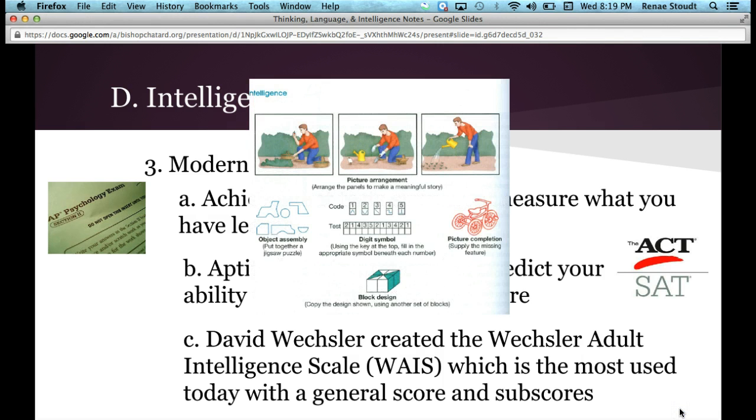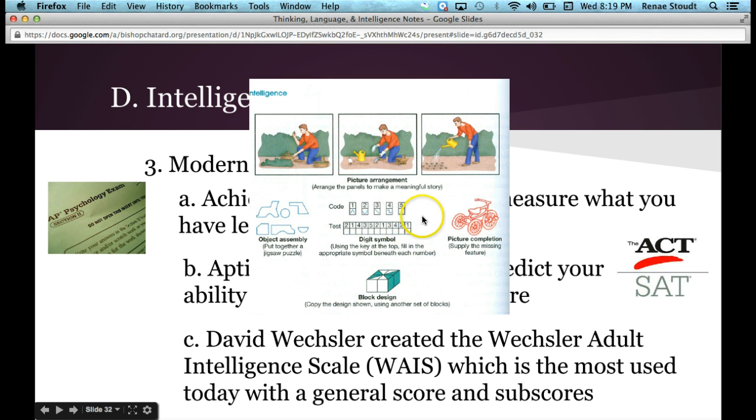I do have a picture illustrating some of the examples from the test. The first one has a picture arrangement, so you're supposed to move the pictures around. They'll show you several pictures, not just three. And this one looks pretty easy, so I think this might be a kid one. But you're supposed to move the pictures around so they make a meaningful story. Object assembly: put together the jigsaw puzzle.